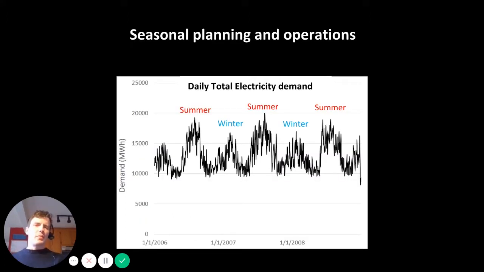We know electricity demand changes seasonally in the Southeast. In a place like North Carolina, electricity demand is typically higher in summer than it is any other time of the year. Winter, it's also pretty high, and in spring and fall, electricity demand is the lowest because of a lack of cooling and heating demands.